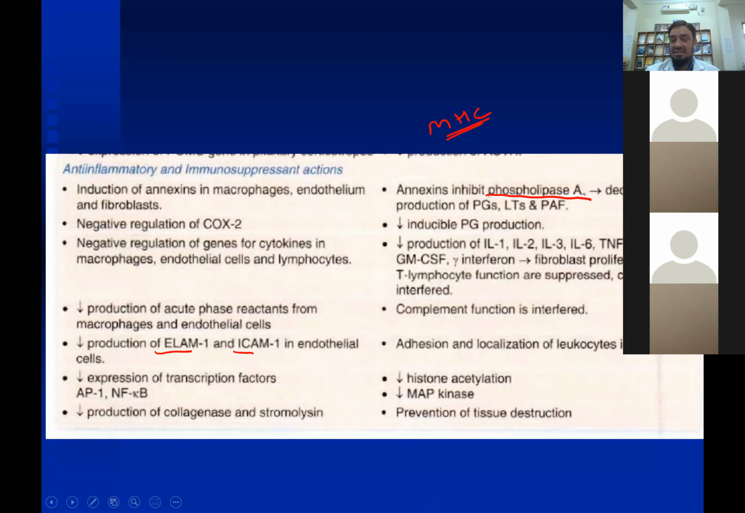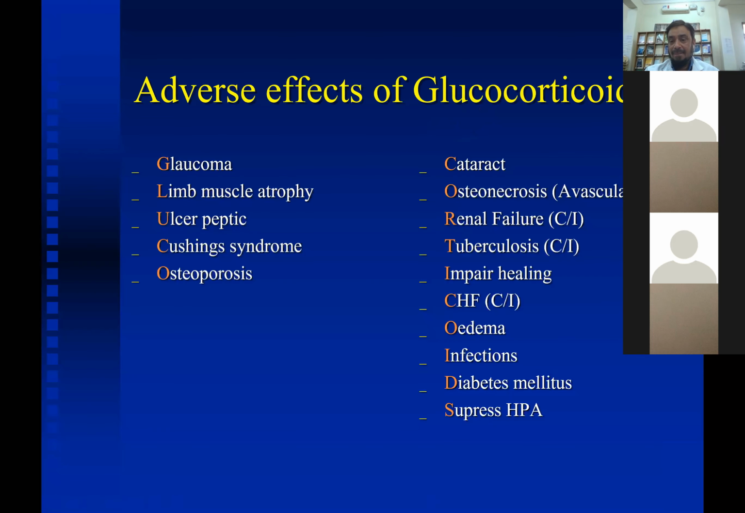Now, adverse effects, this is out of the scope of this topic. I have just put it here so that you remember it in an easy way. Remember the mnemonic glucocorticoid, and based upon that you can remember the adverse effects of glucocorticoids. They have a number of adverse effects, just like their uses: glaucoma, muscle atrophy, peptic ulcer, Cushing syndrome, osteoporosis, etc. You can go through them later on. I will share these slides with you later on. You can go through them.